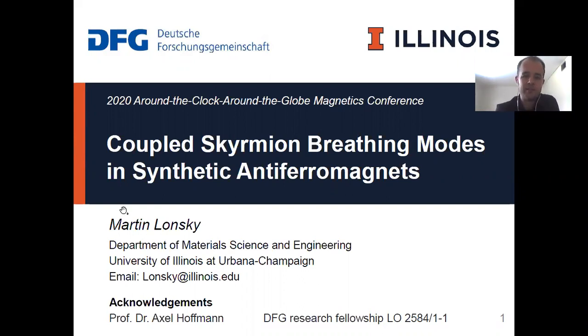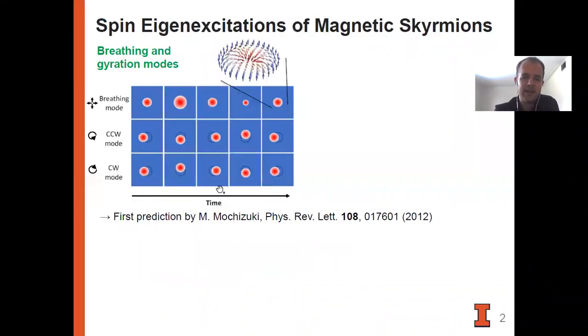So in this talk, I'm going to present my results on the coupled Skyrmion breathing modes in synthetic antiferromagnets. I won't really have the time to introduce magnetic skyrmions in detail, but I suppose that most of you know these objects, which are chiral magnetic textures that are topologically protected. What I want to do here is to introduce the spin eigenexcitations of magnetic skyrmions. So basically, there exist three different resonance modes, which are called breathing and gyration modes.